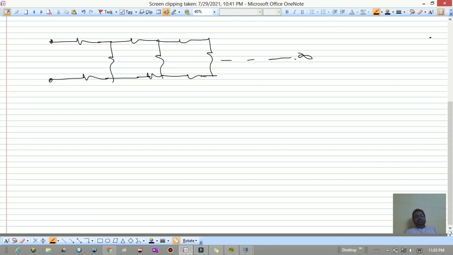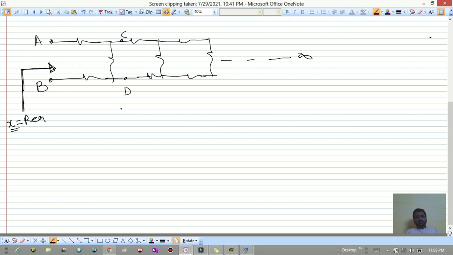And this is till infinity we have. Now, if I consider this point A, this point B, this point C, and this point D, now tell me, if I want the equivalent resistance between these two points, that is A and B, what is the equivalent resistance? Let us consider that it is X.